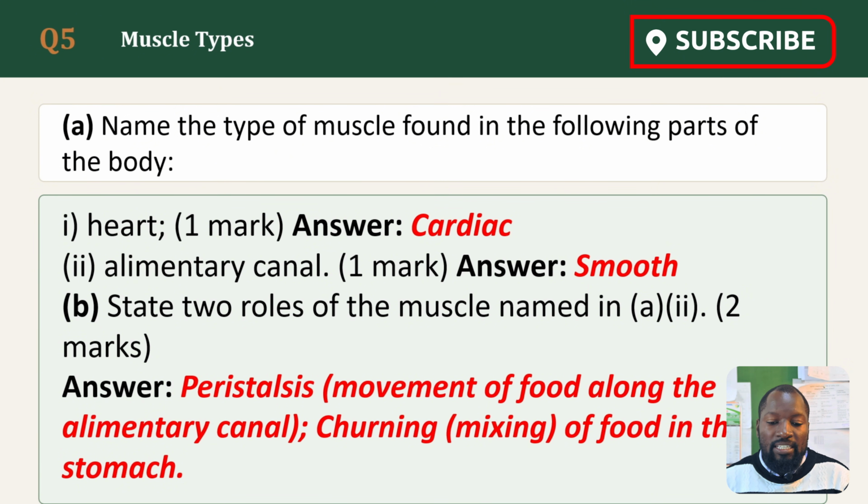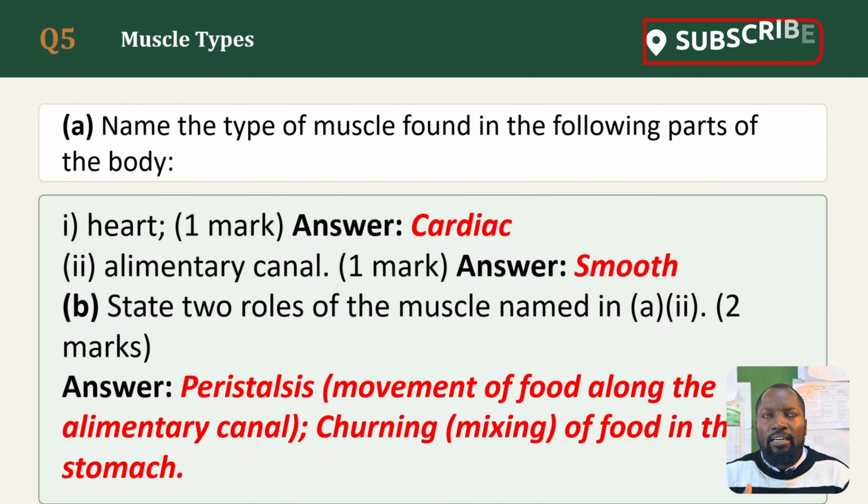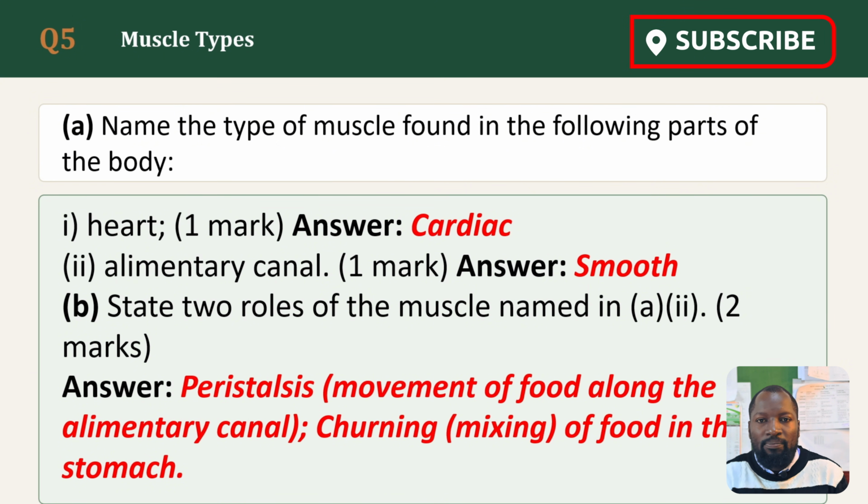Then state 2 roles of the muscles named in A2 above. So we are talking about the smooth muscles in the alimentary canal. The major function of the alimentary canal is the passaging of food. So the muscles that are there help in making sure that the food passes and moves very well through a mechanism known as peristalsis. So one of the roles is it enables peristalsis to take place. What is peristalsis? That is the movement of food along the alimentary canal.